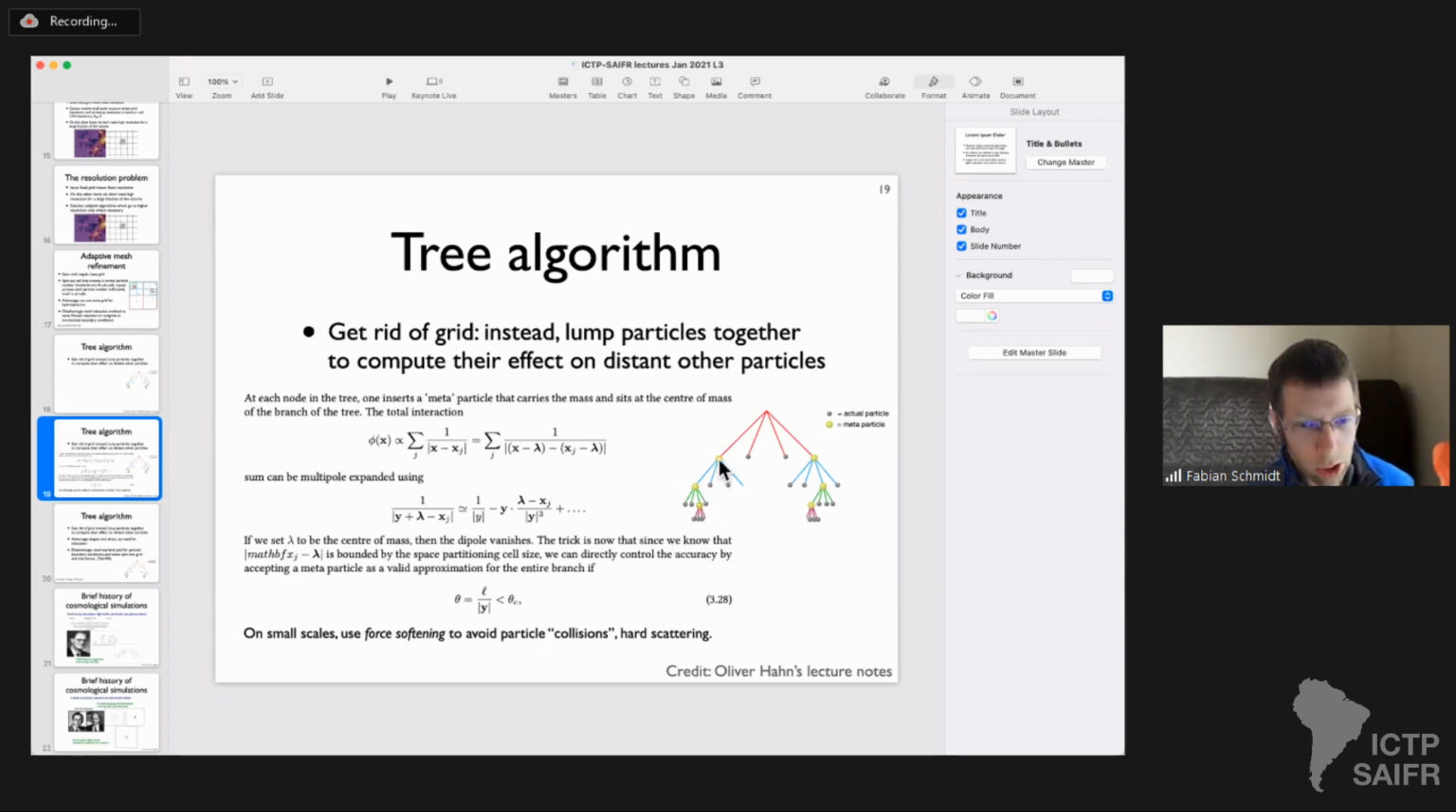In general, you can also have this store the higher multipole moments of the distribution. Then at each point when you construct the tree, you have to compute not just the center of mass, but also the higher multipole moments, and then you can evaluate the higher order expansion. I'm not an expert on the tree algorithm myself, but I hope that answers the question.